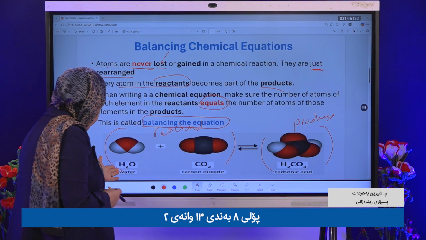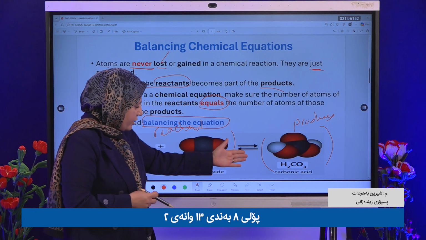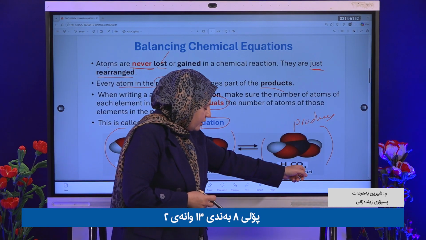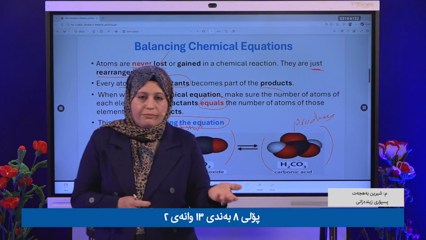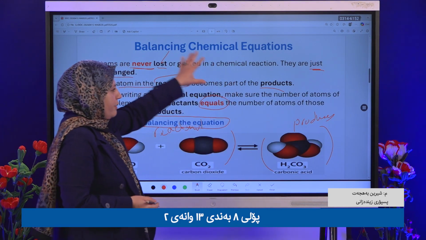If you look here, we have 2 hydrogen, 1 oxygen, and 1 carbon, 2 hydrogen. But here we have 2 hydrogen, and the number of oxygen is 3. So is it balanced? No. So how can we balance it? I'm going to explain. Clear? Do you have any questions?